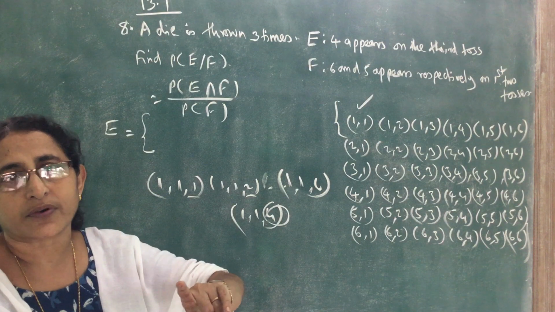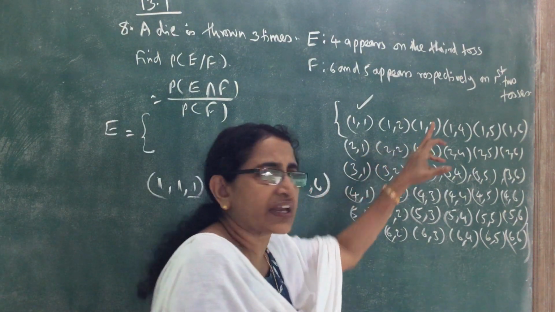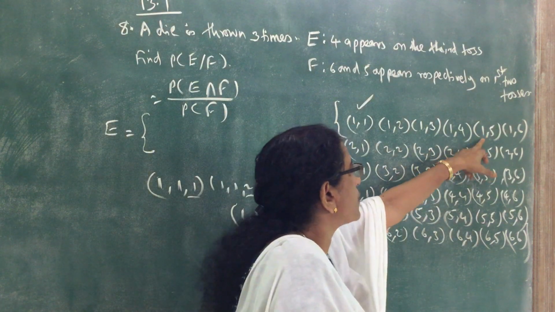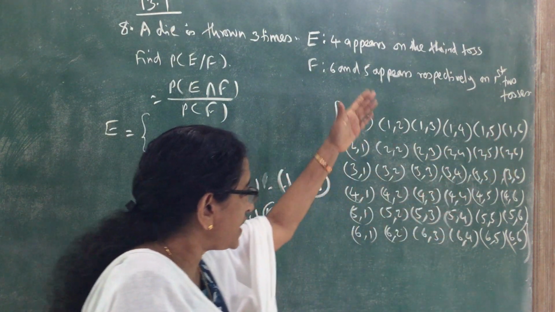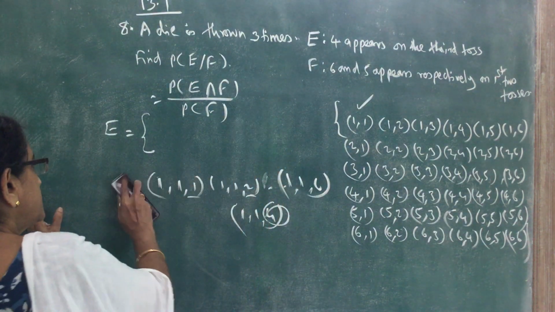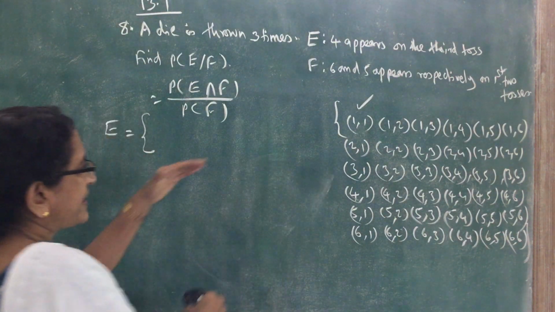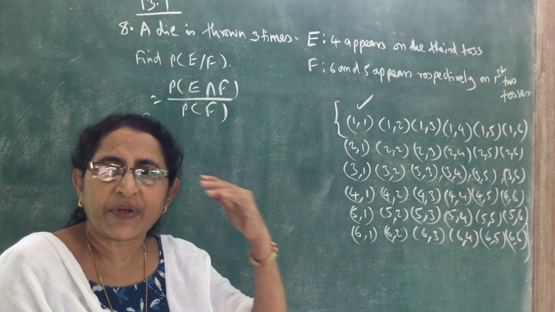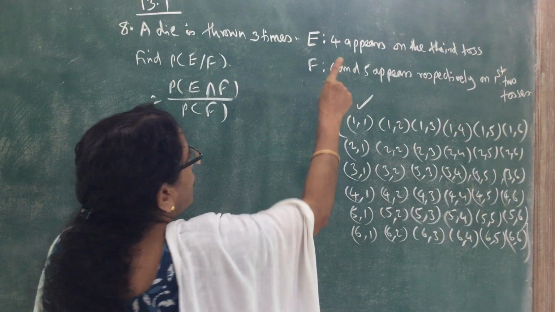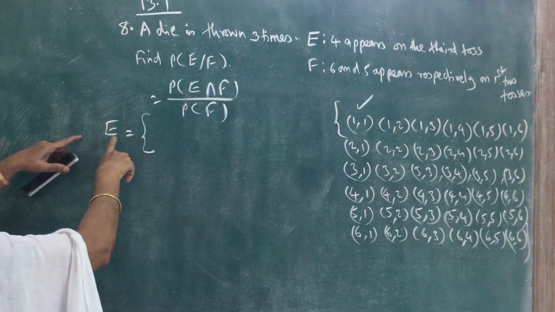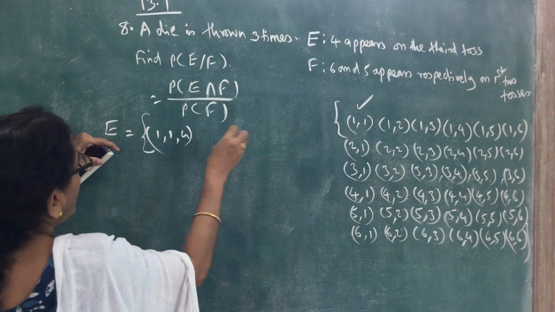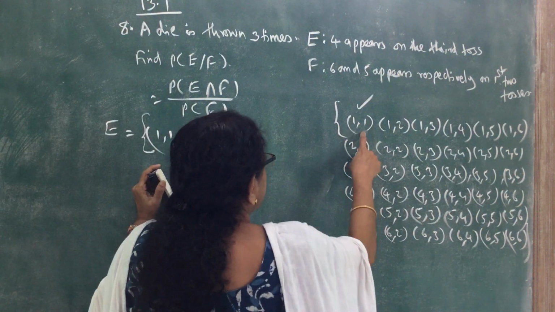That is 1, 2, 4. And starting with 1, 3, only 1, 3, 4. Then 1, 4, 4, 1, 5, 4, 1, 6, 4. Like that, in each there will be one element. So that we can write. If you consider set by set, it will be easy to write. So we have to write the event E, that means 4 appears on the third toss. So E equal to 1, 1, 4. Then next, in this set only 1.